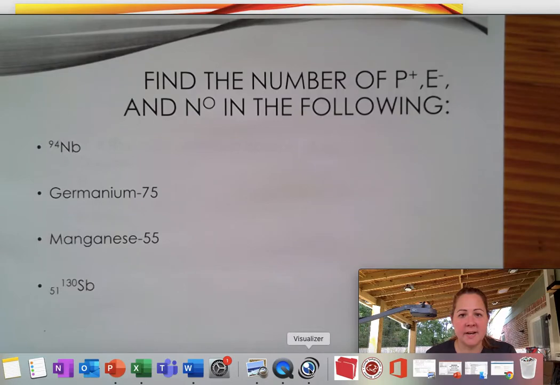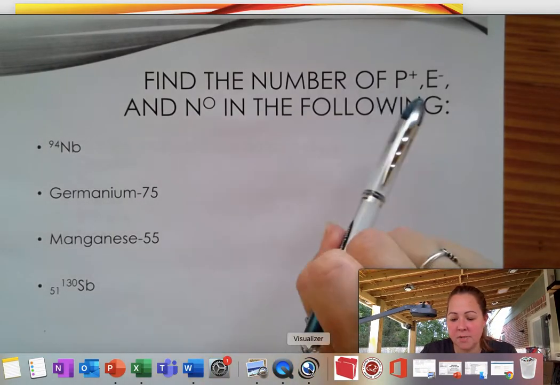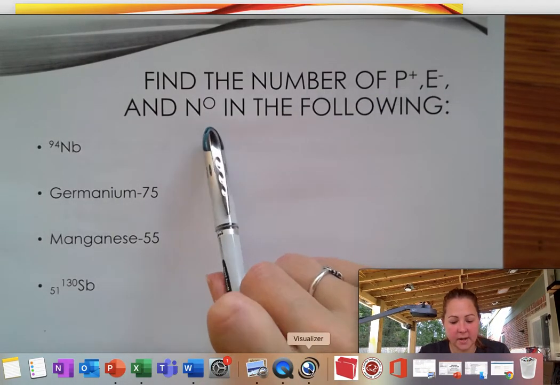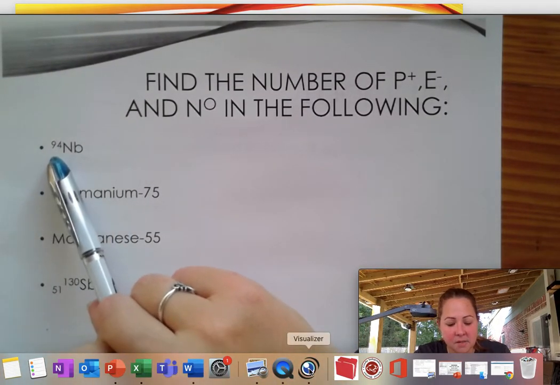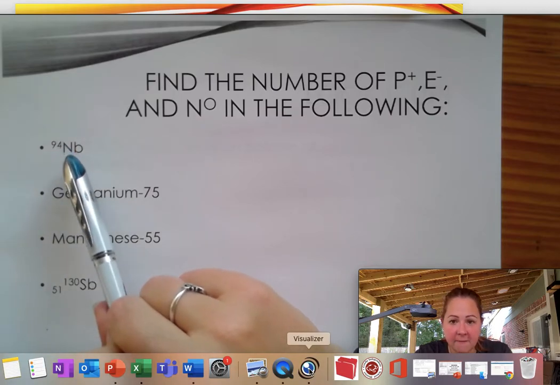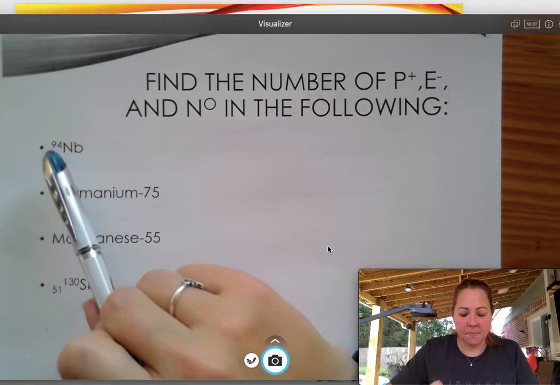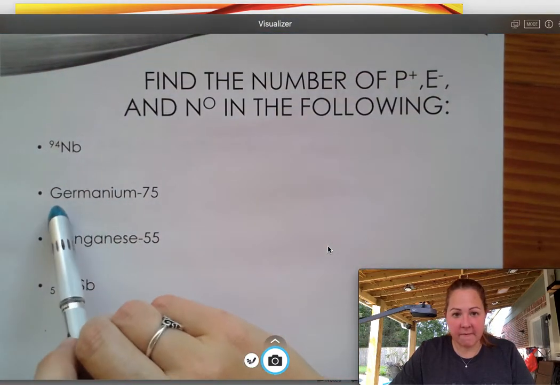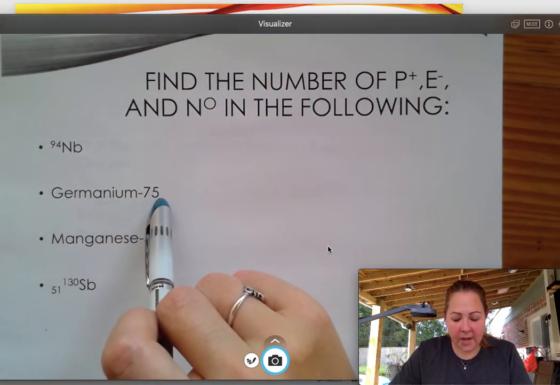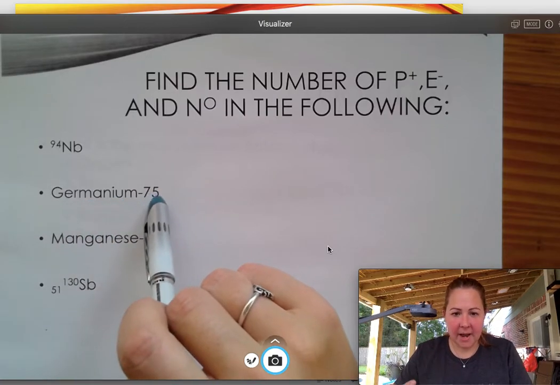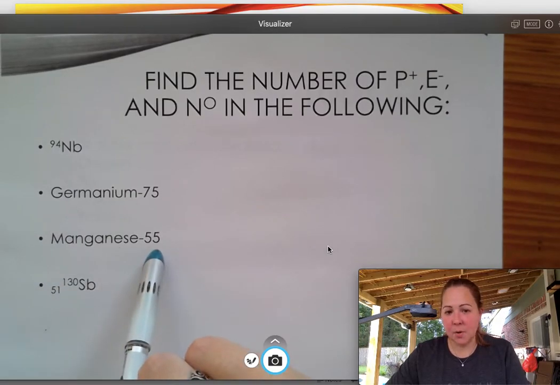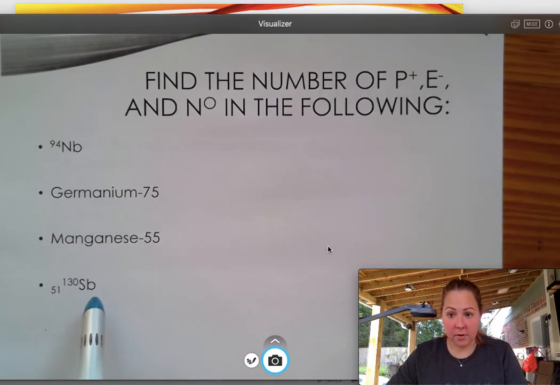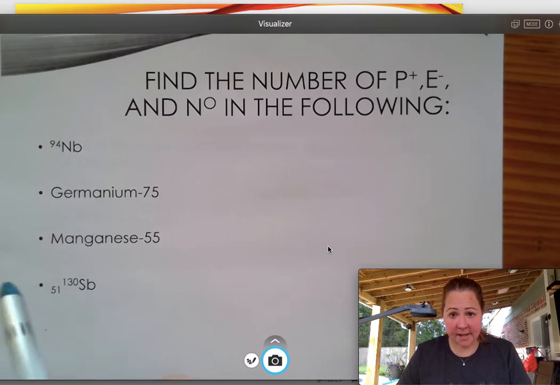When I switch over to my document camera, it again says to find the number of protons, electrons, and neutrons in the following, and again it's all given. These numbers here are my mass numbers, so Nb is niobium, so this is niobium 94 is how you say that. This next one is germanium 75. So when we have the number, it's given in the name on how you speak it. This one is manganese 55. Sb is antimony. This is antimony 130.